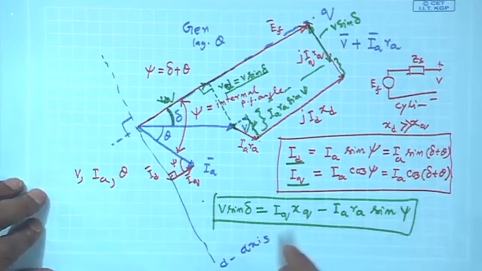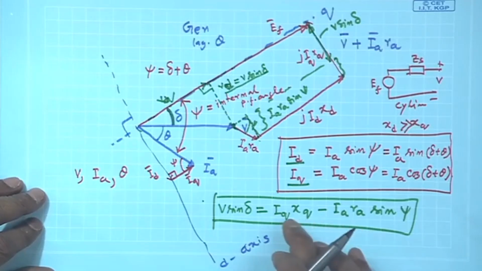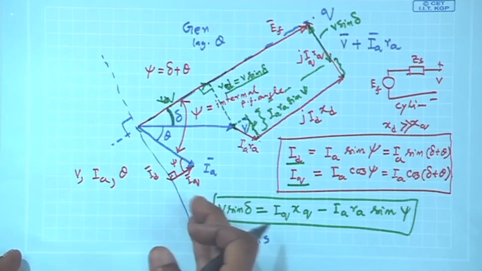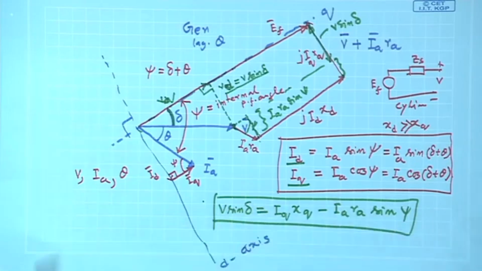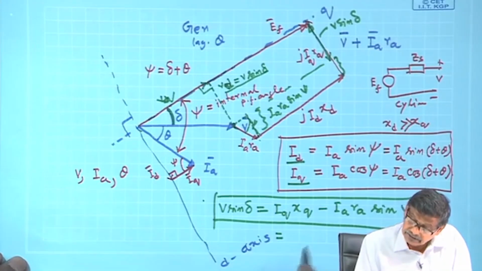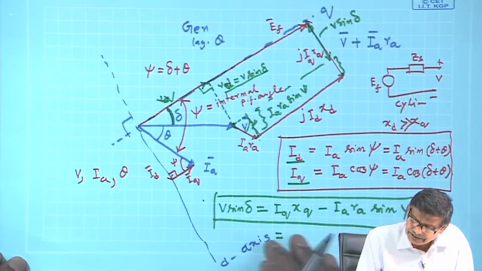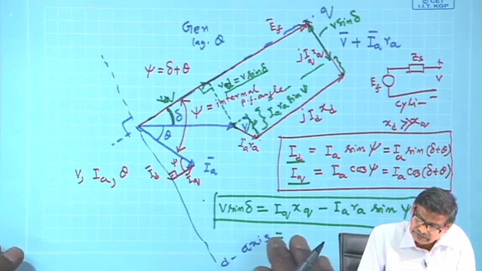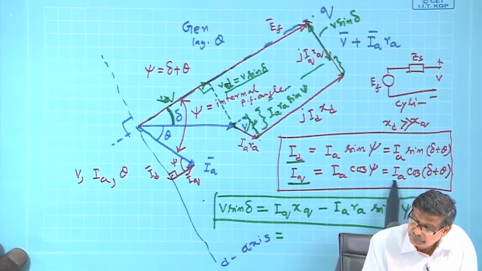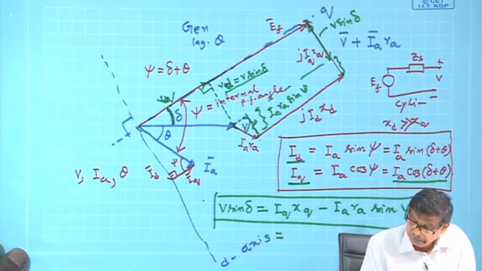Then the whole idea is this: I would like to get rid of the terms involving Iq and Id from this expression and form an equation from which I will be able to calculate delta. That is the idea. Now, I will write this on this page only, although it is becoming somewhat clumsy, but not that clumsy.